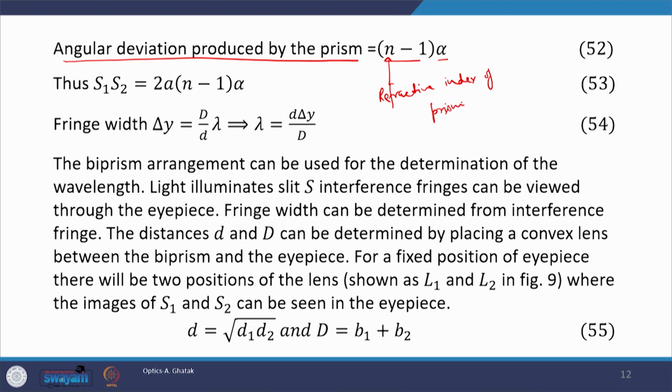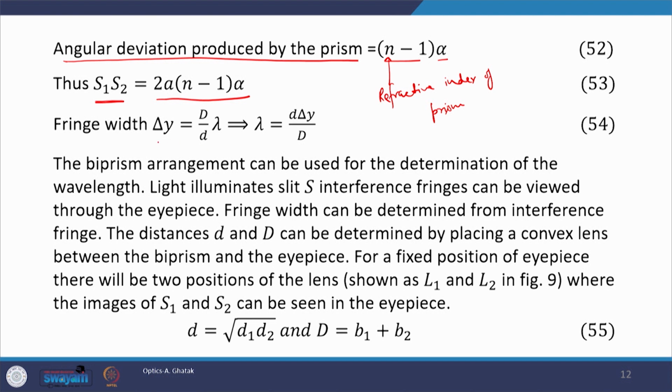Now, once the expression for angular deviation is known, we can calculate S1S2, which is the separation between the two virtual sources, which would be equal to 2a times (n minus 1) times alpha. Next, we will calculate the fringe width.